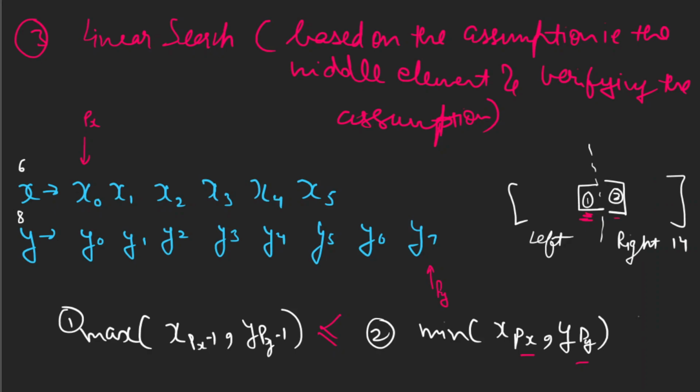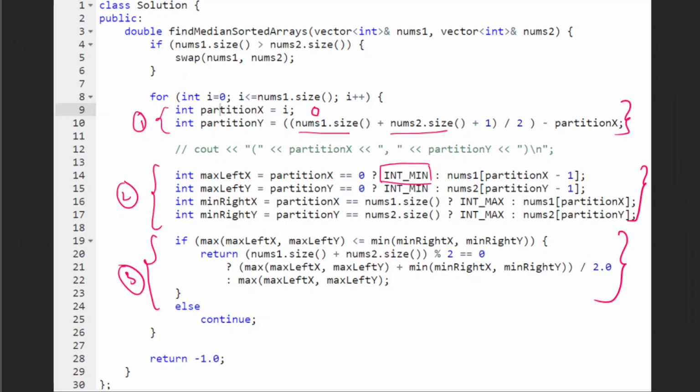That is why we are taking int min for the max left x and max left y, and for the min right x and min right y we are taking int max, so that the min function can ignore this value and start working on the other value, the one which doesn't have the maximum value. So I think now this second part is also clear. And the third part is pretty simple.